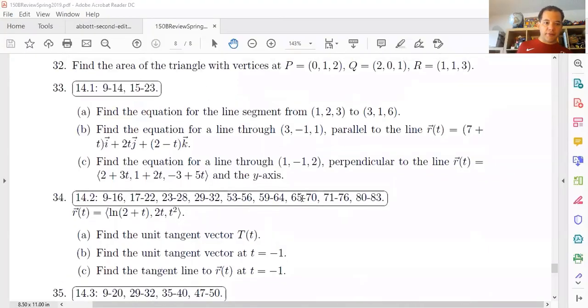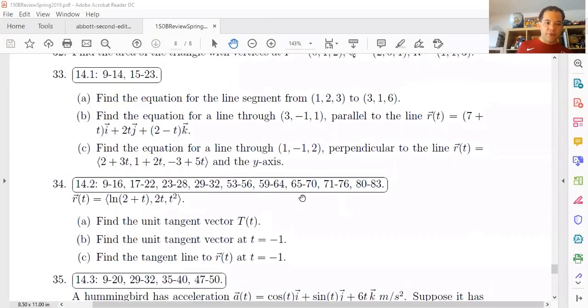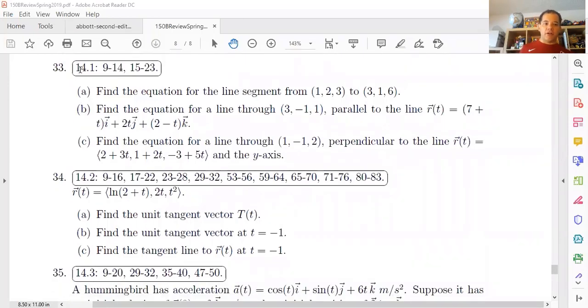Okay. Let me go to the review sheet of problems right there. You have them on the screen. So the ones that correspond to chapter 14 start right here on 33. If you have a specific one that you would like to see, please let me know, either by voice or write in the chat area, okay? So let's see, starting with 33, we have find the equation for the line segment, find the equation for the line parallel to another line, or the equation of a line perpendicular to another line. So let's try those. First, a line segment.